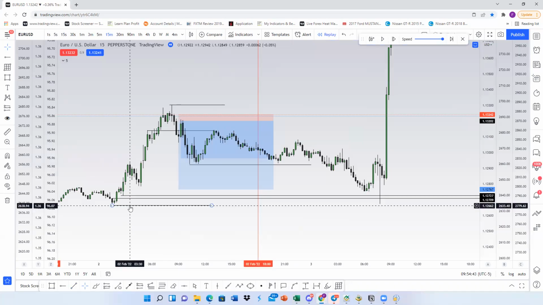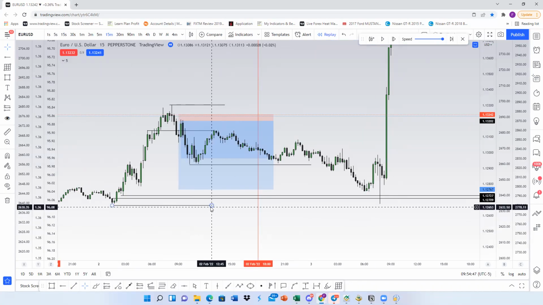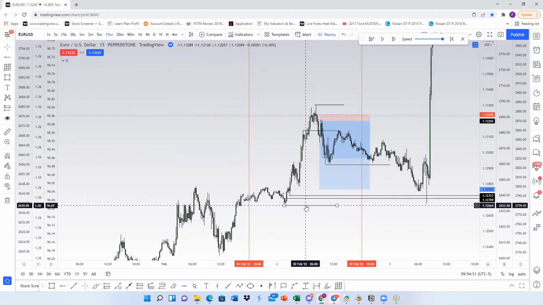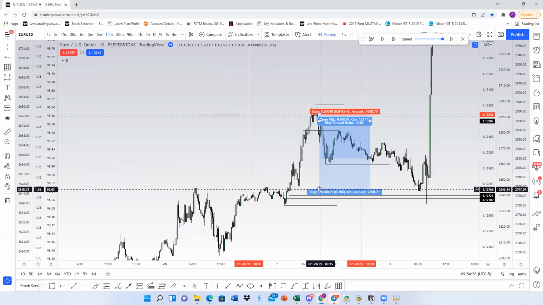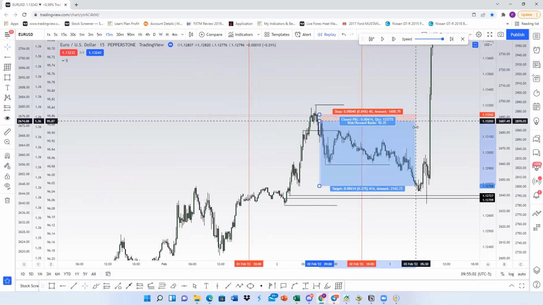What about this? See, this is an important low. Price did not take it out. That's a good thing because it's kept for a later point of time. So the point is, where's your take profit? Like this one. That's your take profit.